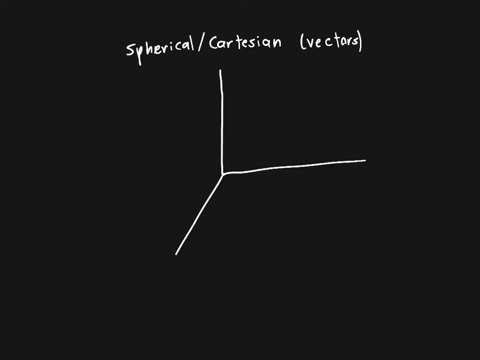So last time we talked about spherical and Cartesian coordinate systems and how their vectors, their unit vectors, relate to each other. So we talked about how Cartesian unit vectors don't change no matter what point you're looking at, but spherical vectors change depending on the point. So now we want to know how to find a relationship between spherical and Cartesian coordinate systems.